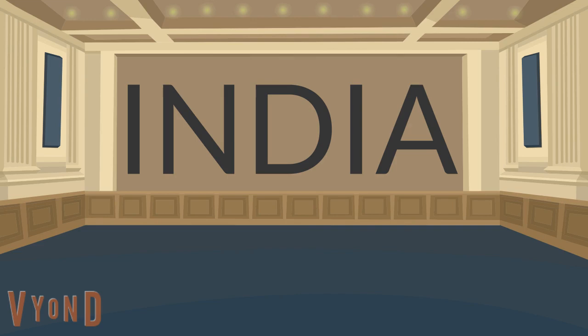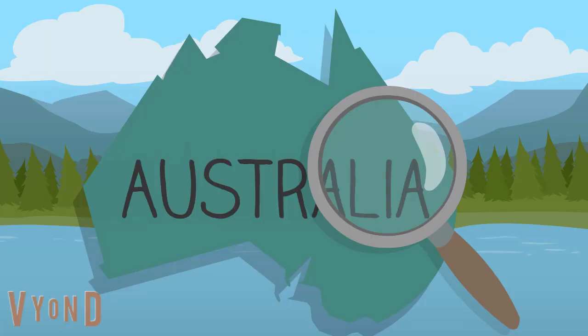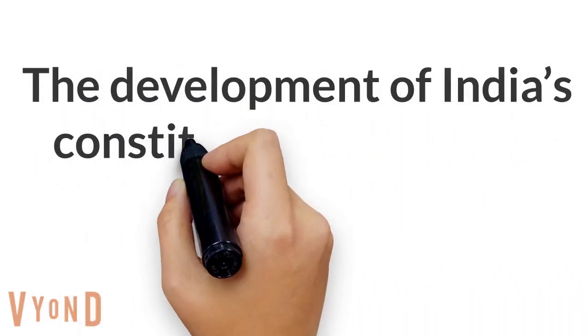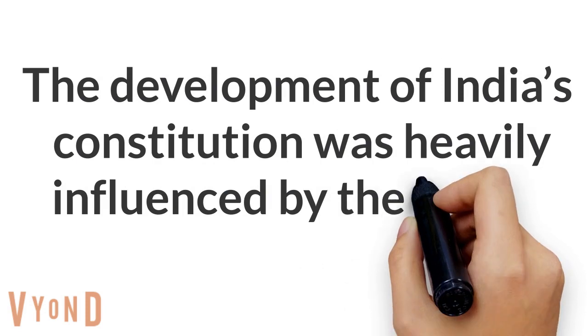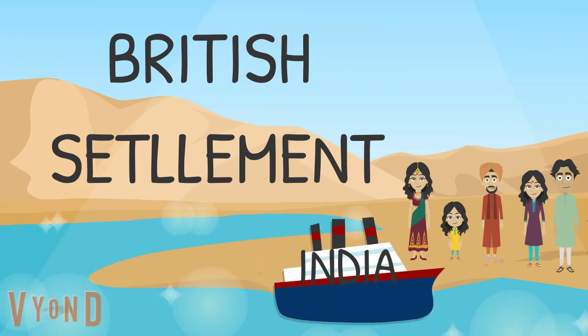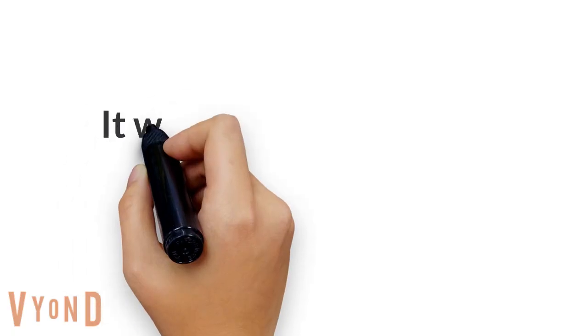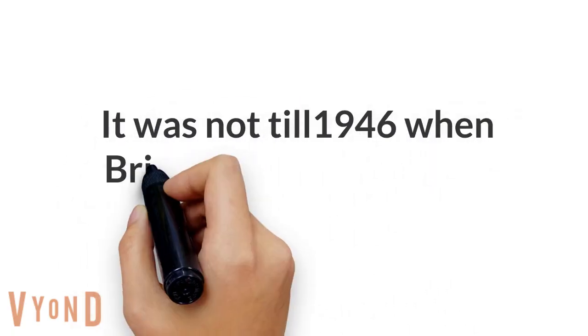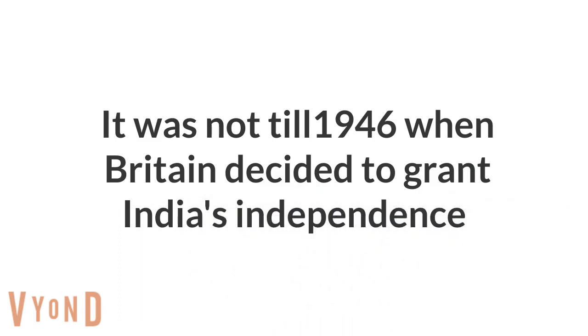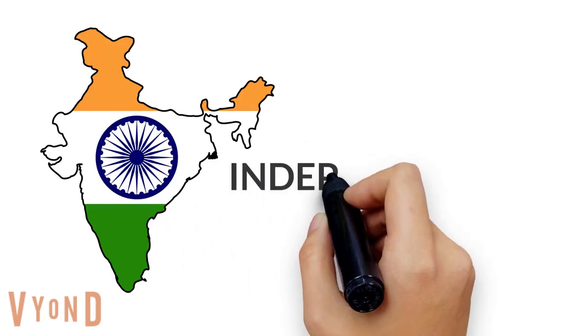India. Unlike the discovery of Australia, terra nullius did not apply. The development of India's constitution was heavily influenced by the British when they decided to settle on their land in 1858. It was not till 1946 when the British decided to grant India's independence.